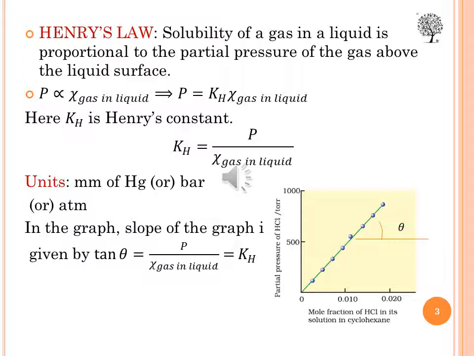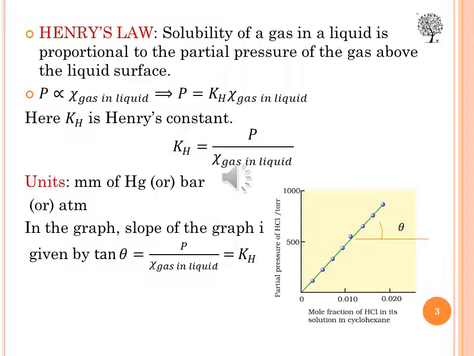To remove the proportionality sign, we have to introduce a proportionality constant Kh. That Kh is called Henry's constant. So P is equal to Kh into mole fraction of gas in liquid. From that I can get the value of Kh as P divided by mole fraction of gas in liquid. In the numerator you have pressure and in the denominator you have mole fraction. So what will be the units? Mole fraction doesn't have units, so you will have the units only of pressure: millimeters of mercury or bar or atmosphere or whatever you have.